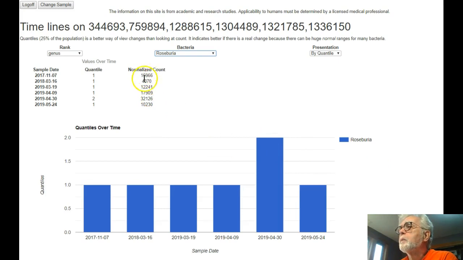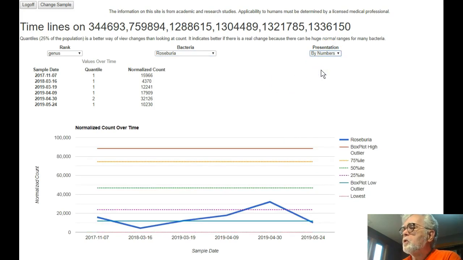When you start looking at the precise numbers, you can start having problems because you have no reference points. I mean, is this a major drop or not? It looks like it's a major one, but in reality, it's just moving around in the same low range. Now, if you go over to presentation and change to by numbers, the chart changes.